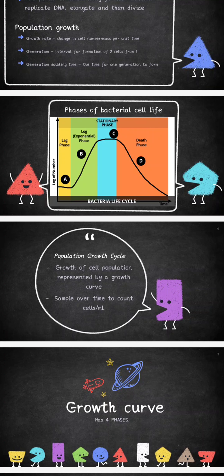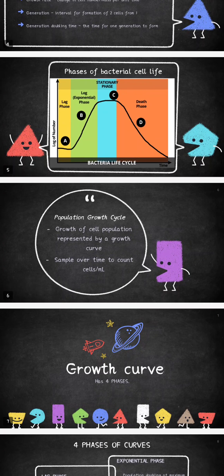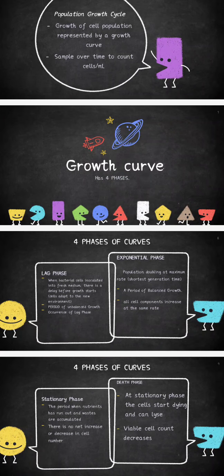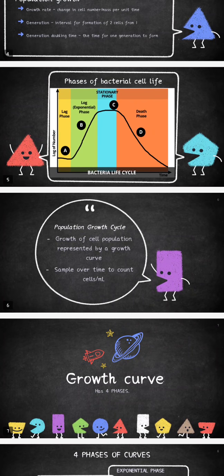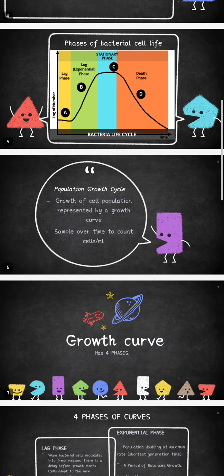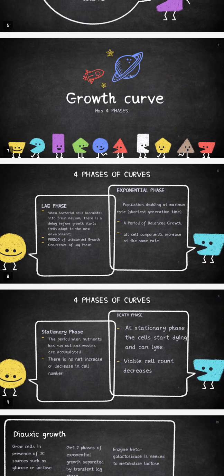So your population growth cycle is the growth of a cell population represented by a growth curve. That is the phases of bacterial cell life, the growth curve, which deals with sampling over time to count cells per ml. So let's go with the phases of bacterial cell life or your growth curves. There are 4 phases of curves. Kindly check that picture.